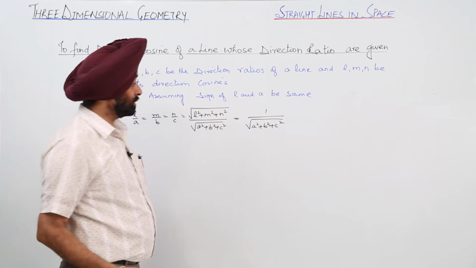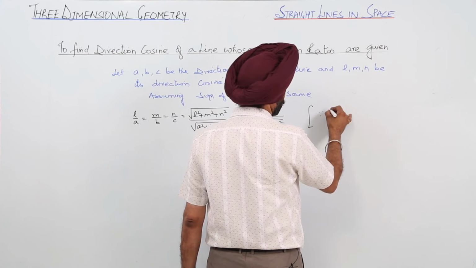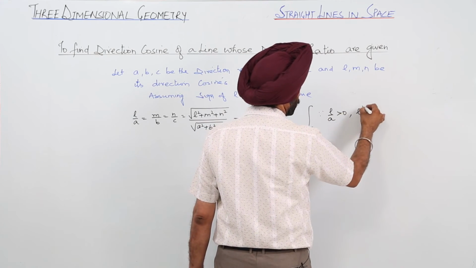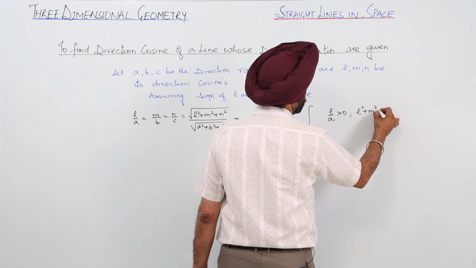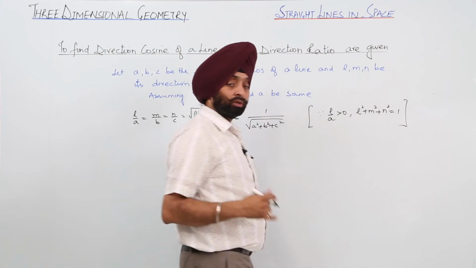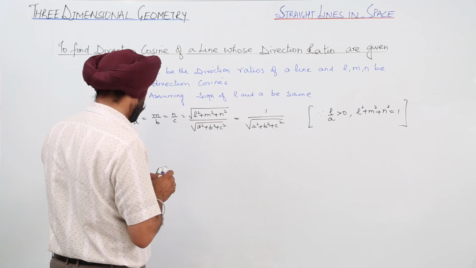Now why have we written this? Because L upon A is greater than 0 and L square plus M square plus N square is equal to 1. So greater than 0, we have assumed, and this is 1.